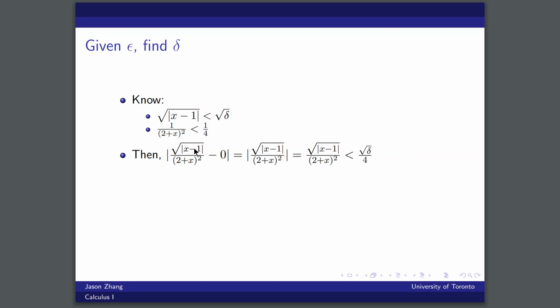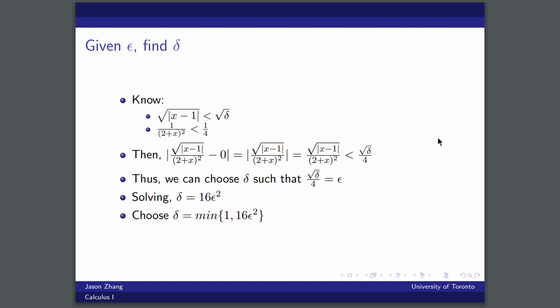And recall that we want this expression on the left-hand side to be less than epsilon. So therefore, we can choose delta such that square root delta over 4 is equal to epsilon, which means that delta is equal to 16 epsilon squared. But also remember that we set an upper bound on delta. So therefore, our actual definition of delta should be the minimum value of 1 and 16 epsilon squared. So if epsilon becomes large, we can just say that delta is equal to 1.